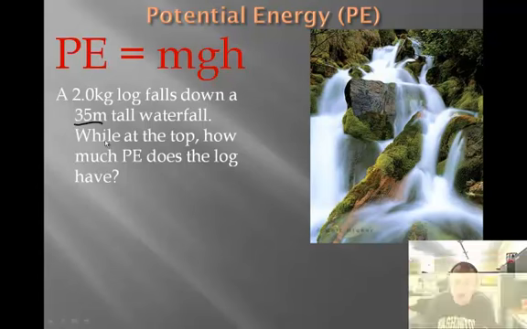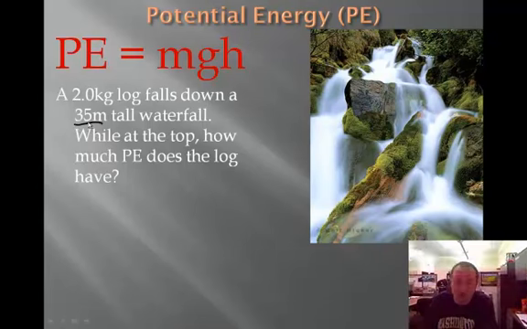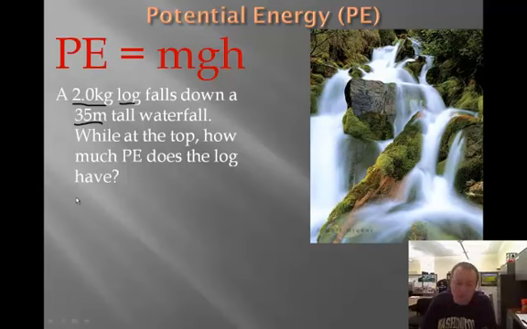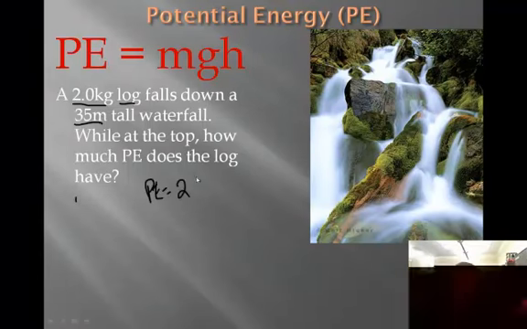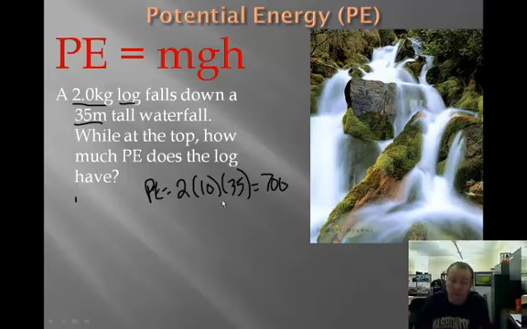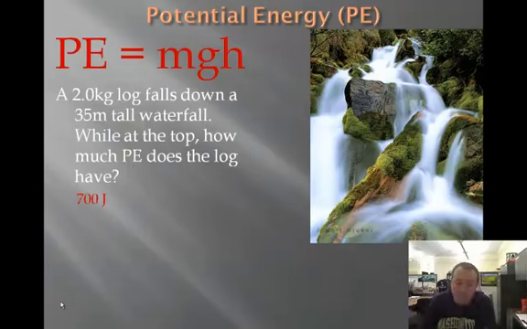So in this problem we're going to do, we see that the waterfall is 35 meters tall and a log is at the top, and that's its mass. So we would just say its potential energy is its mass times gravity times how high it is. Riveting, I know. 700.